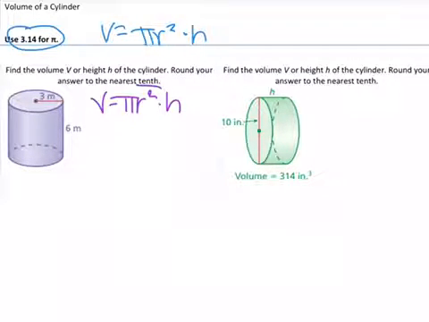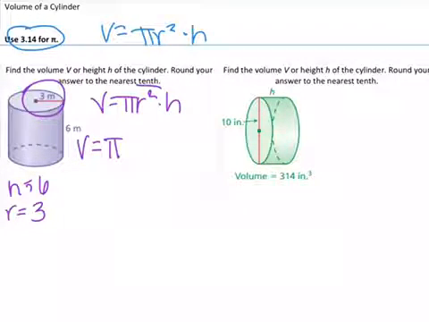So let's find our different variables. It looks like our height here is going to be 6 meters. And then our radius, which is halfway across the circle, is going to be 3. So we're just going to plug it all in. So we have volume equals pi times our radius squared, which is 3 squared, times our height, which is 6.